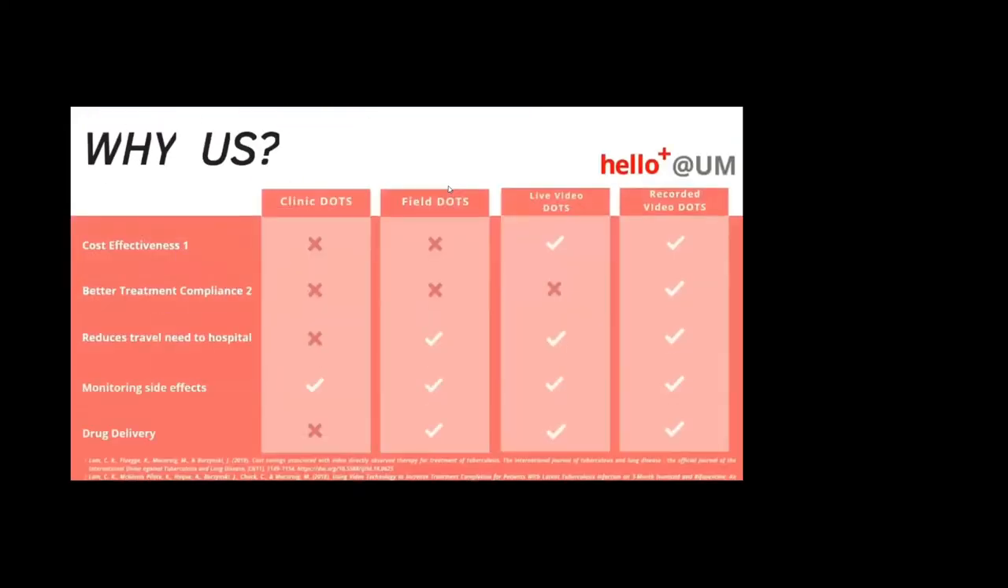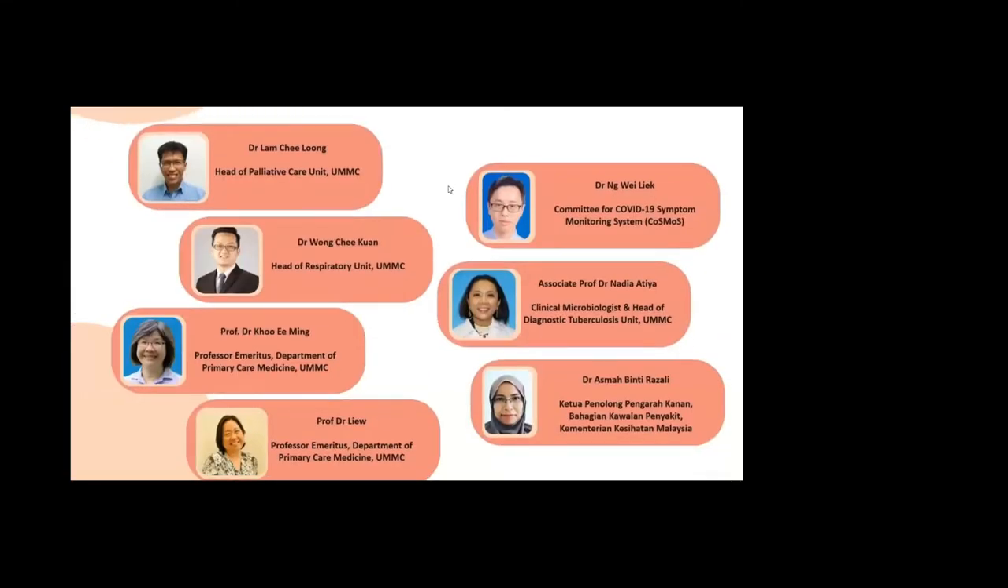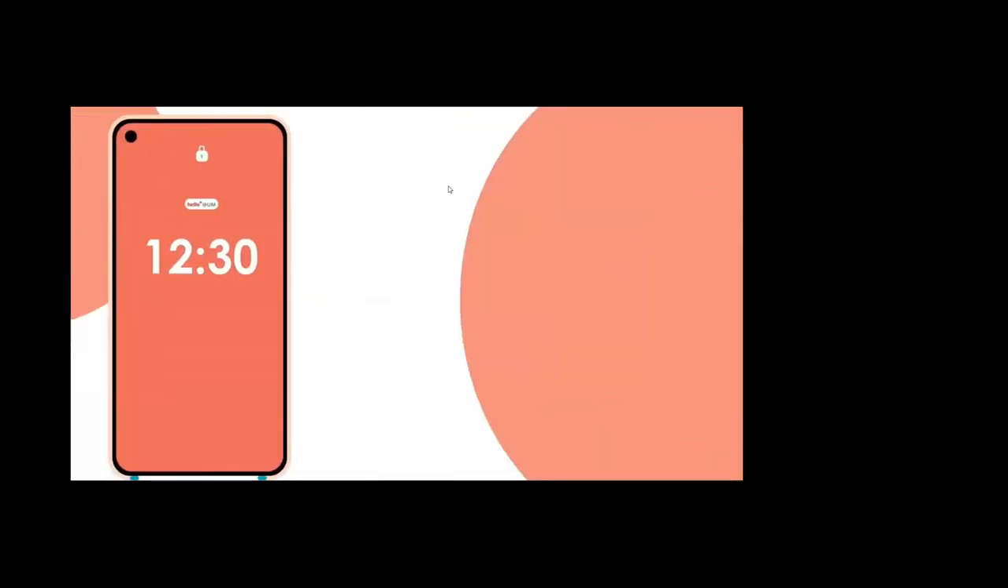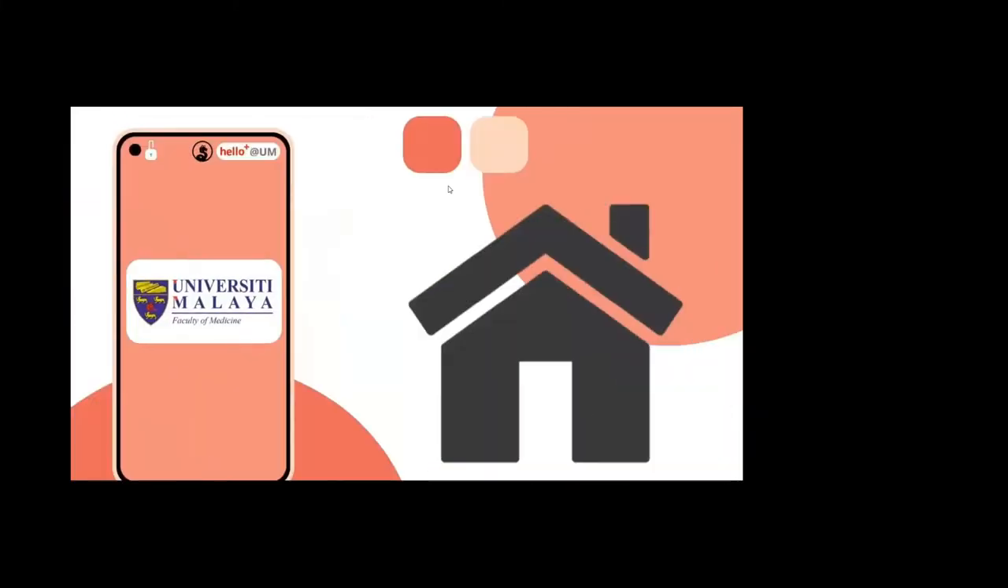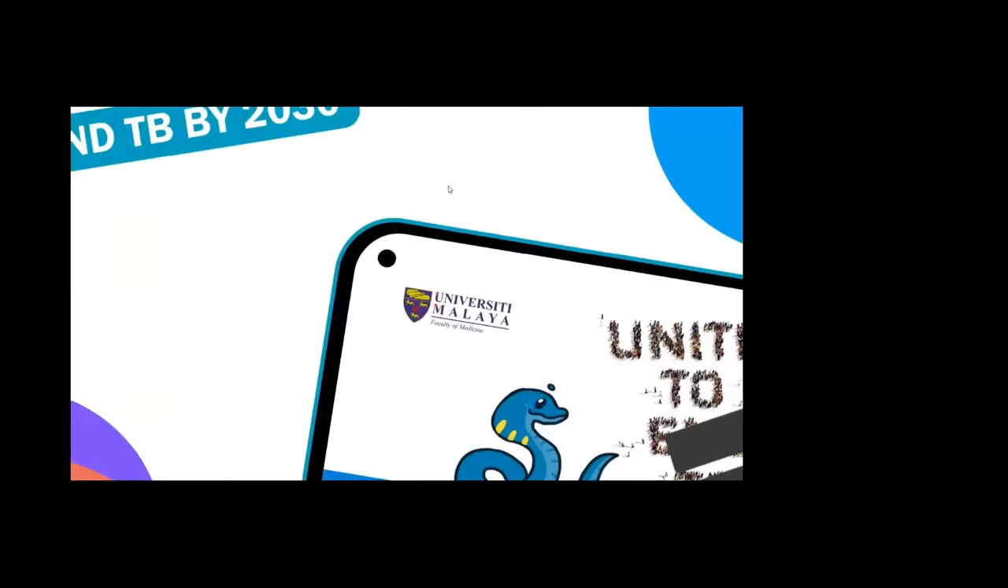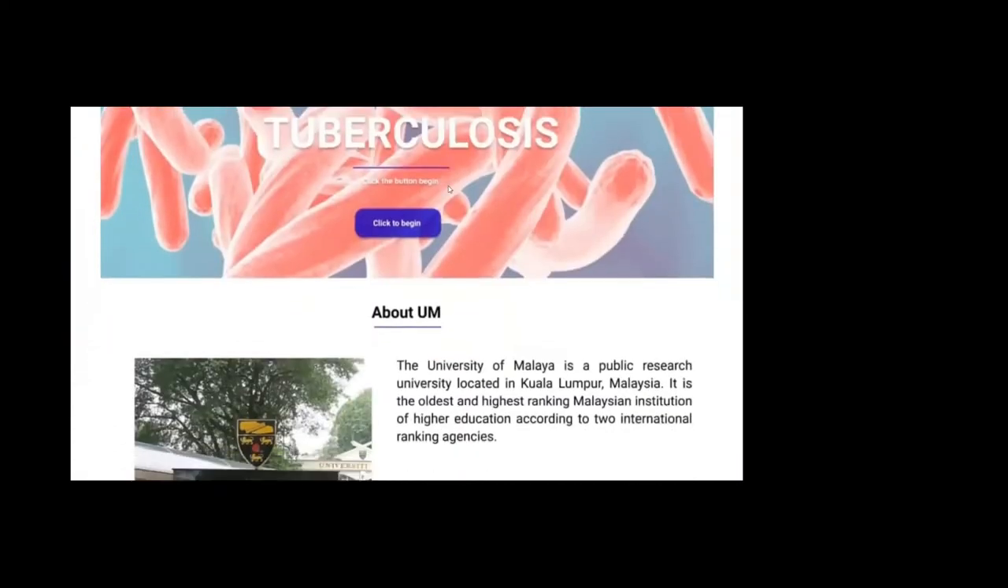measures. Our VDOT system is the first in the region. It offers many advantages, such as cost-effectiveness and better treatment compliance, on top of existing benefits. We have also obtained letters of intent from multiple departments in UMMC, as well as the Ministry of Health for further expansion. We also intend to partner with the state government's cash incentive for patients who complete DOTS therapy. Imagine being able to access quality healthcare from a top-notch institution from the comforts of your own home. We could achieve the WHO's End TB by 2030 goal with accessible healthcare, and in the process, eradicate the risks of COVID-19. We're proud to present our platform to the world. Goodbye for now, or should we say, hello?